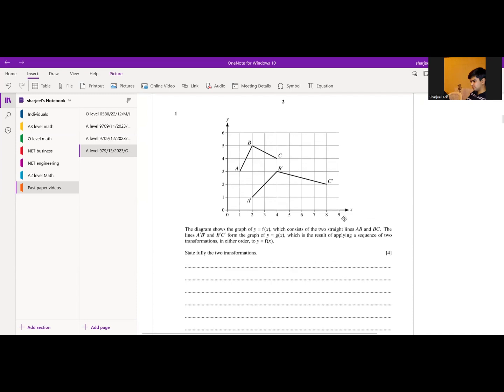In this question, we have a graph in which the diagram shows a graph of y equals f(x), which consists of two straight lines, AB and BC. The lines A'B' and B'C' form a graph of y equals g(x), which is the result of applying a sequence of two transformations in either order to y equals f(x). So we have to find out the two transformations they have made on y equals f(x) to get g(x). So look at the diagrams.